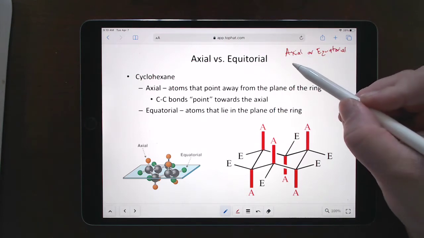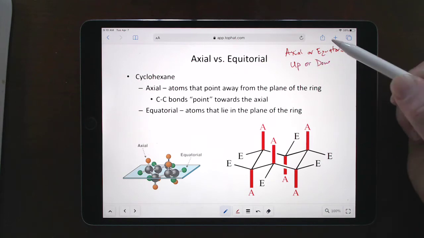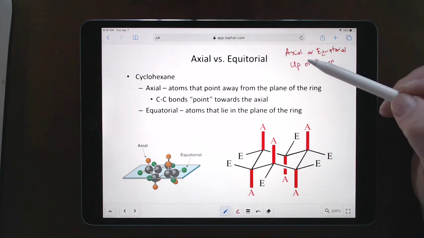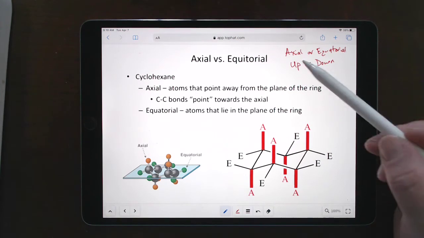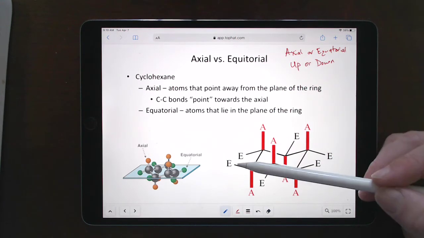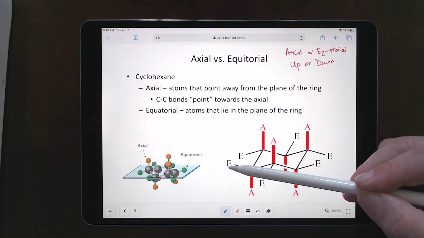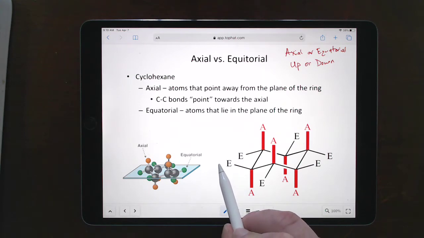We can also designate them as up or down. You can have axial up, you can have axial down. You can have equatorial up, you can have equatorial down. These are 2 independent things. Up and down is the easier one to figure out, right? So for here, this black E is higher than this red A, and so we designate this to be up and this one to be down.